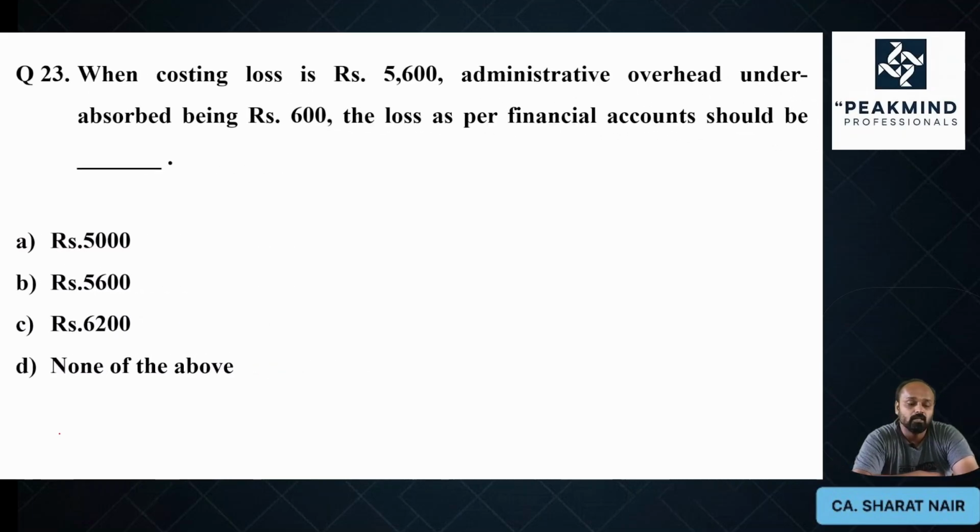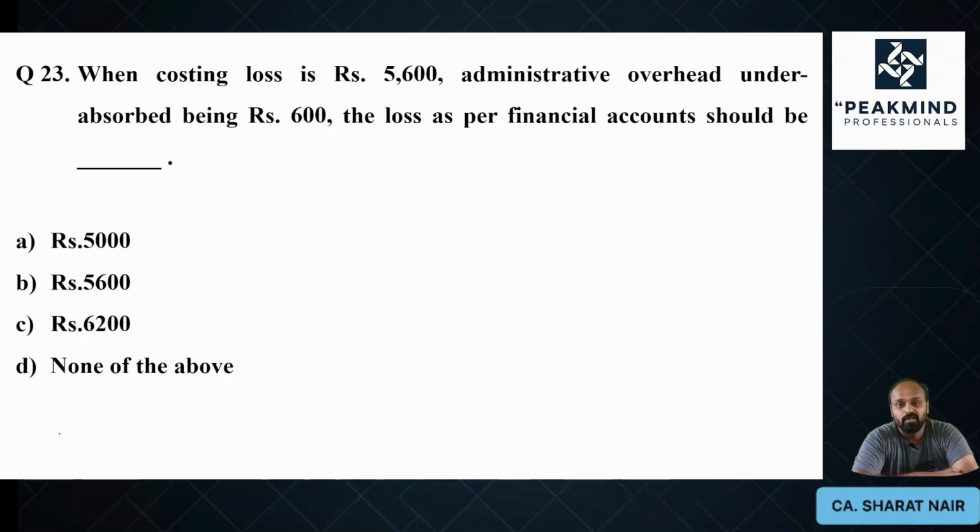Next, moving to question number 23. This question is from your reconciliation statement under the cost accounting system. Here the very tricky part is that normally they give the profit. However, here in the costing they have mentioned a loss which is 5,600, and they have also mentioned that administration overhead is under absorbed by 600, which means under costing a further 600 expenditure was supposed to be considered, but it was not considered because so many units have not been sold or manufactured, as the case may be.